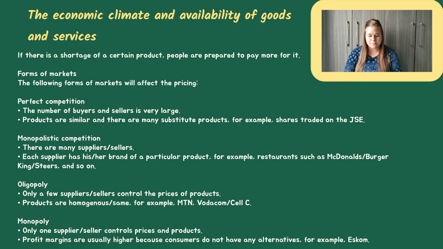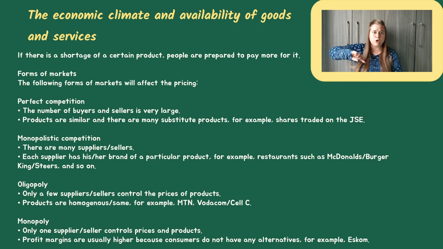Oligopoly: only a few suppliers or sellers control the price of products. Products are homogeneous, which means they are the same. So we're looking at MTN, Vodacom, Cell C, Telkom. They are all service providers providing us the ability to phone, text, and use internet, and we buy the data and airtime from them. Then we have monopoly.